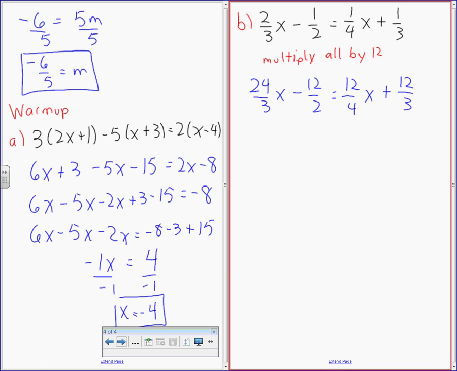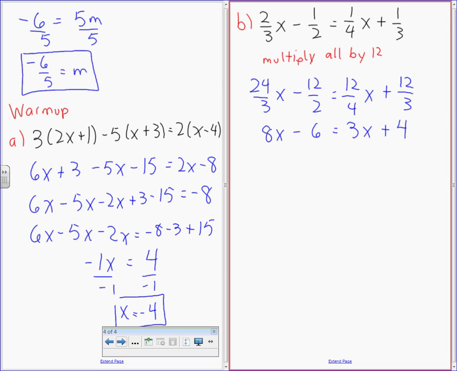All right, Desiree, time for some dividing. What's 24 divided by 3, please? Very good. 12 divided by 2 is? Good. 12 divided by 4 is? And 12 divided by 3 is? Now, this is where this is nice. You guys say, why would you multiply everything by 12? Look how nice this equation is. This should be good to work with.